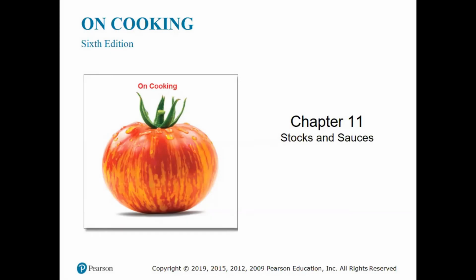Chapter 11 is probably one of the most important chapters of CA 150. It really is the bulk of what we do in our labs. And as I said, it forms the basis for what you are going to be doing with other classes throughout your career here in the program and what you do out in the industry as well. So chapter 11 is over stocks and sauce making.